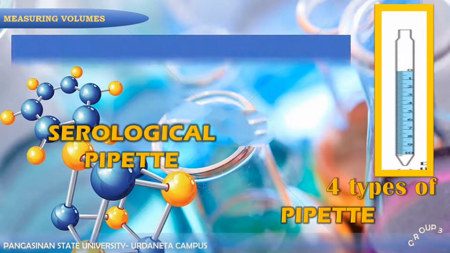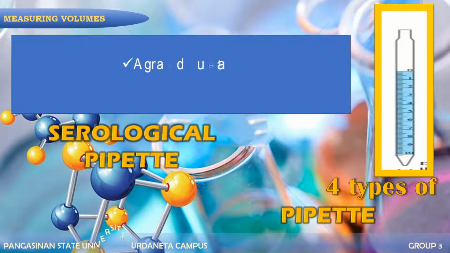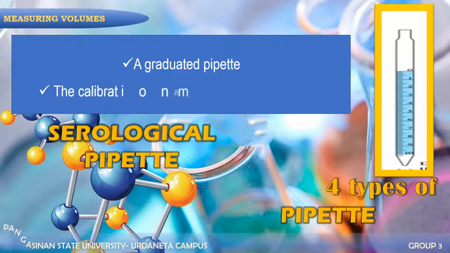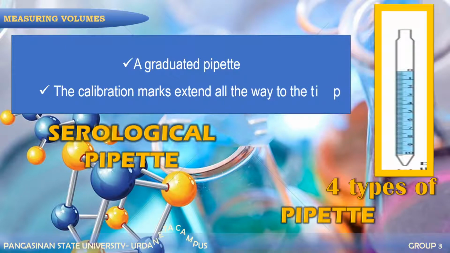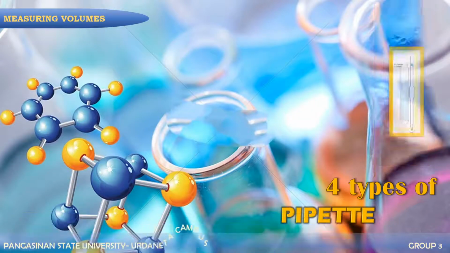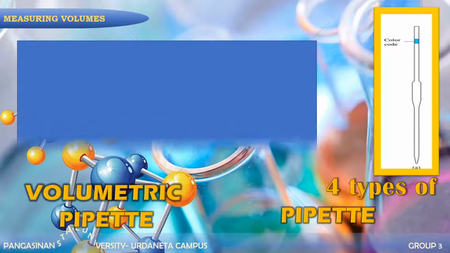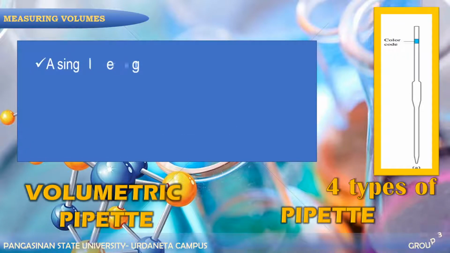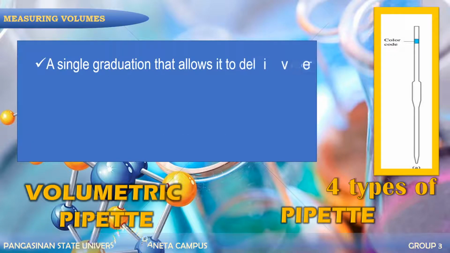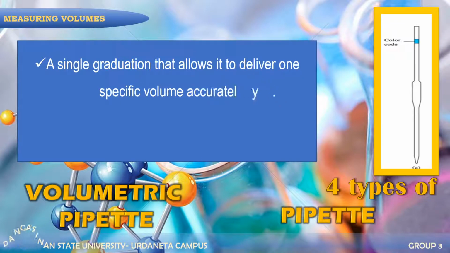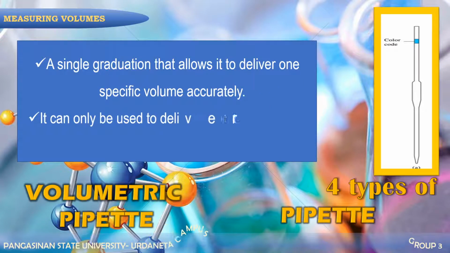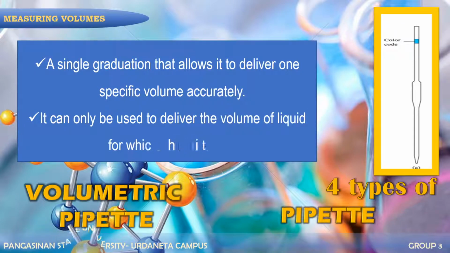While a serological pipette is a graduated pipette in which the calibration marks extend all the way to the tip. When an amount of fluid is drawn up, the entire amount in the pipette is dispensed so that the pipette is empty. Lastly, the volumetric pipette. The volumetric pipette has a single graduation that allows it to deliver one specific volume accurately. This pipette can only be used to deliver the volume of liquid for which it is calibrated.